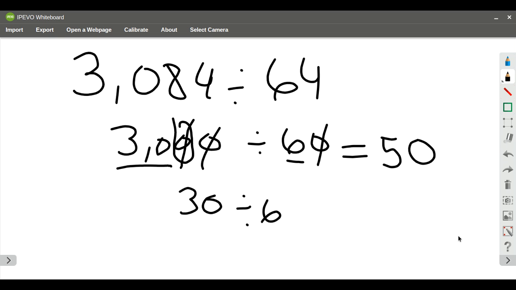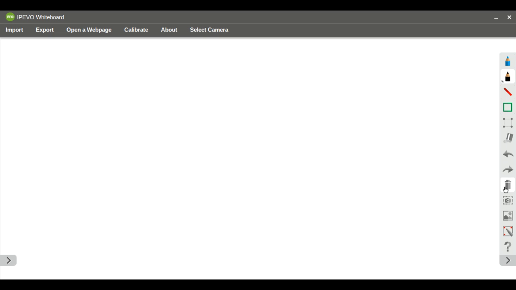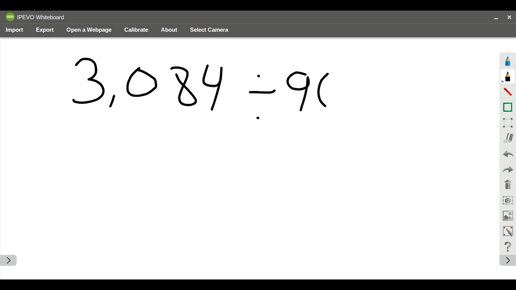Okay, pop down to the Convince Me. Suppose each section of the theater has 96 seats. About how many sections would be used to seat all of the ticket holders? Use estimation to explain. So, still within that 3,084, but this time I'm going to do 96. This would be an example of where rounding is probably going to be a better value.